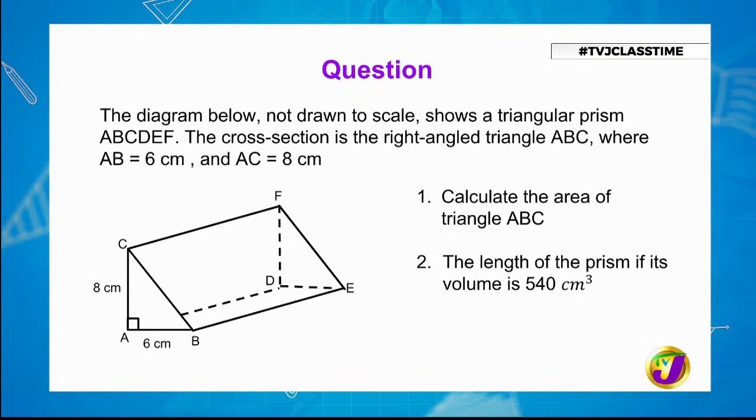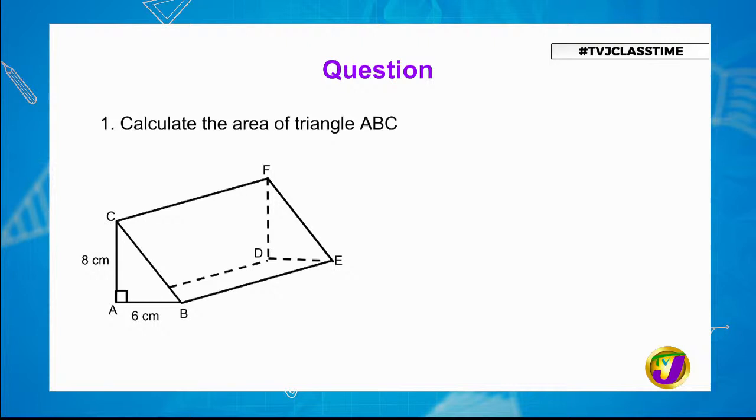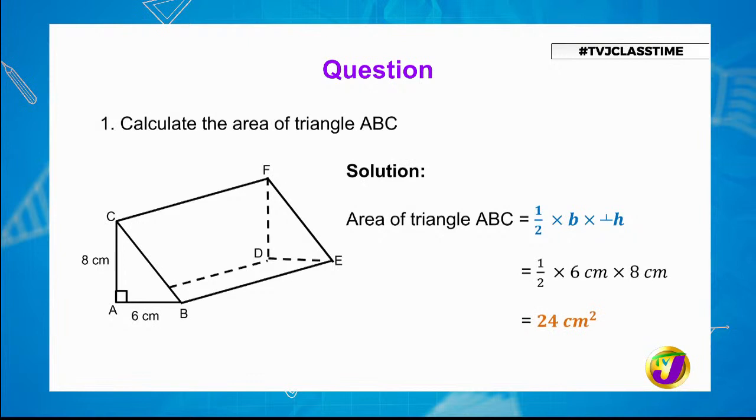Let's talk about the area of triangle ABC. As was said in the wording, it's a right-angled triangle, and I'm also seeing that on the diagram. Based on its orientation, the base of the triangle is 6 centimeters and the height is 8 centimeters. We substitute those values, and once we calculate correctly, our area here is 24 square centimeters.